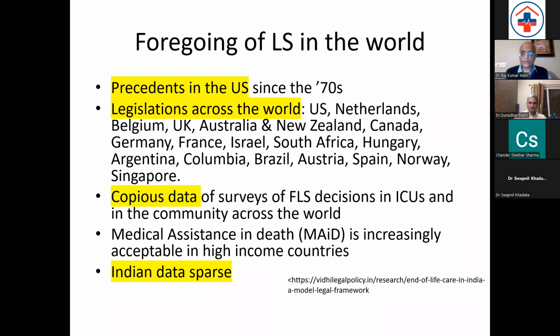Now, there are precedents in the US since the 70s, the legal precedents and legislations across the world. There are 17 or 20 legislations across the world. You can see all these countries. There's copious data on foregoing life support in the ICUs in the medical community across the world, and medical assistance in death, which is called MAID now, no longer called euthanasia, use modern terms, is increasingly acceptable in high-income countries. And the number of countries allowing MAID is now increasing every year.